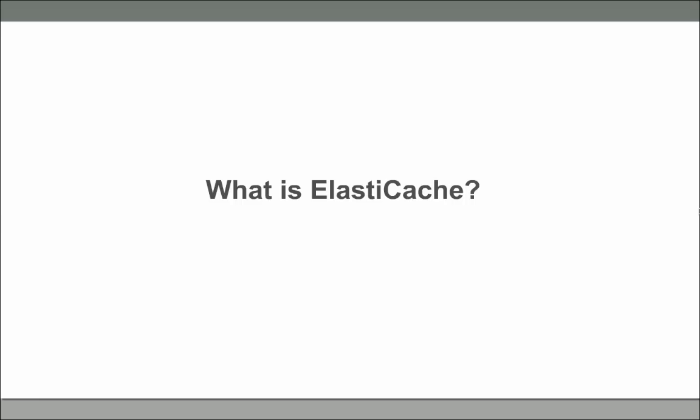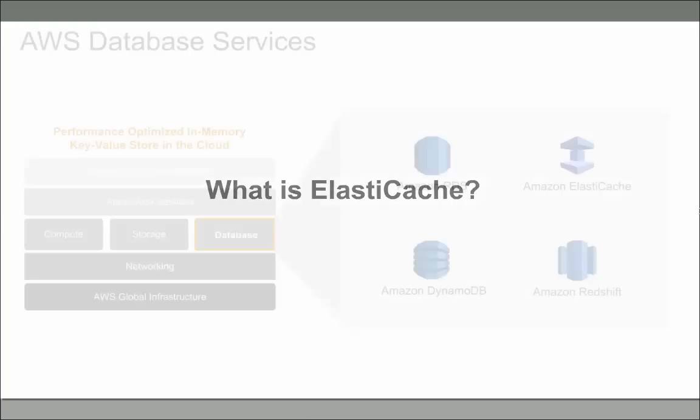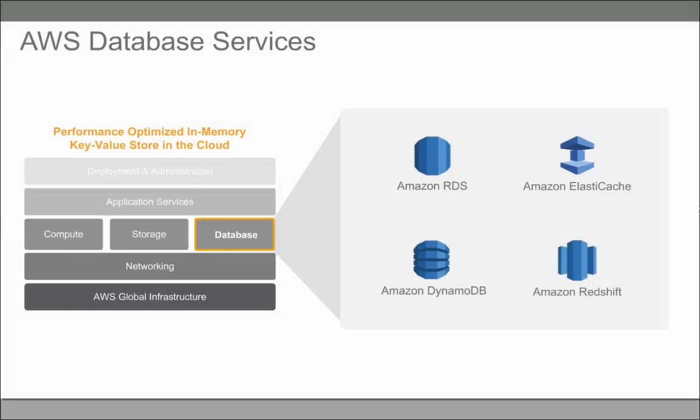So now that we've articulated the problem, the challenge, let's see what ElastiCache is and how it can help you deal with that. ElastiCache is a managed database service within the umbrella of AWS Managed Services. And what you see here are the main database services where you can store your data.